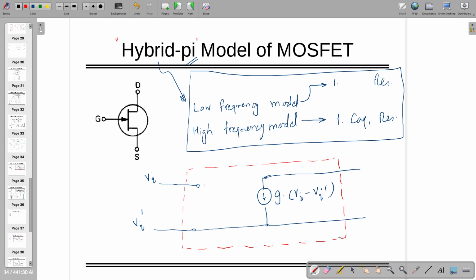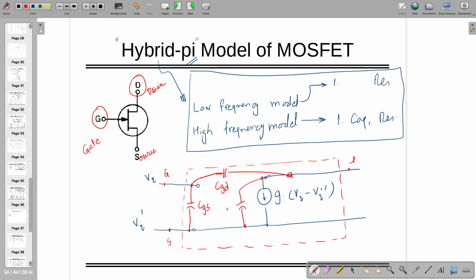Now if I want to draw the same thing at high frequency, what do I need to add? Capacitors, right? So where are the capacitors? If this is gate, this is source, and this is drain, these three terminals are known as gate, source, and drain. Where there are two dissimilar plates, you have to add a capacitor. Let's make this capacitor here. Name this capacitor CGD, gate to drain. Name this one CGS. Name this one CDS.